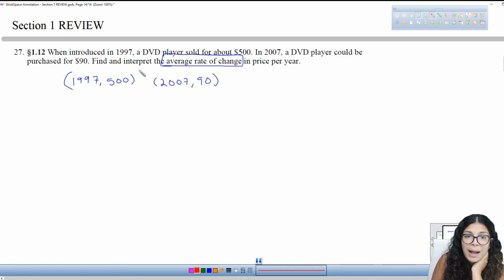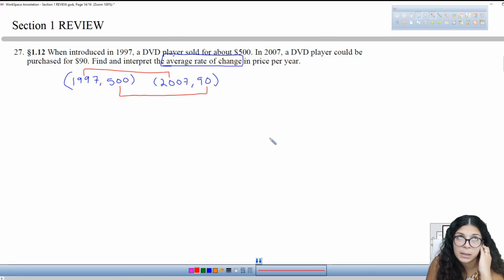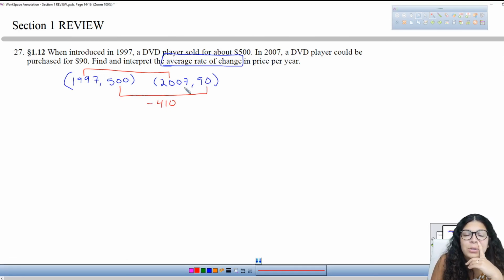So we need to figure out what is the difference of the inputs and what is the difference of the outputs. Well, from 500 to 90, I could just think about that as subtracting 410: 500 minus 410 would be 90. And then from 1997 to 2007, I would be adding years. That is 10 years later. So I'm adding 10. 1997 plus 10 is 2007.